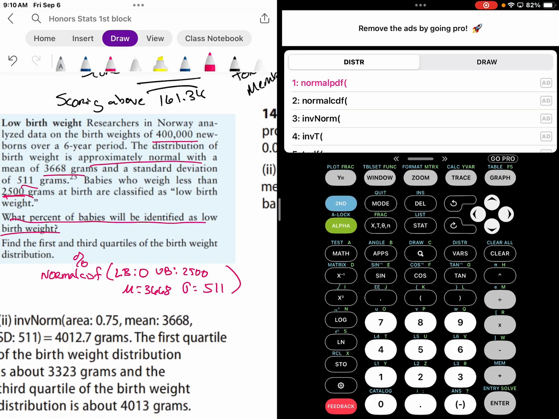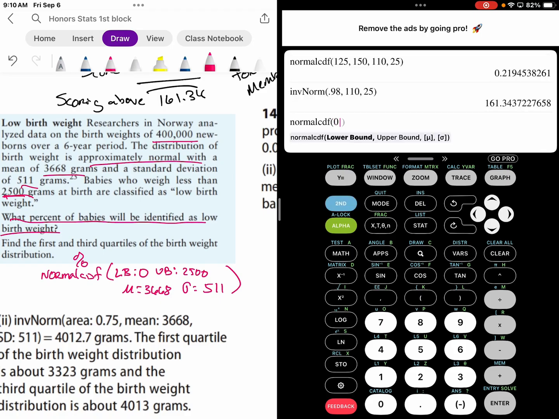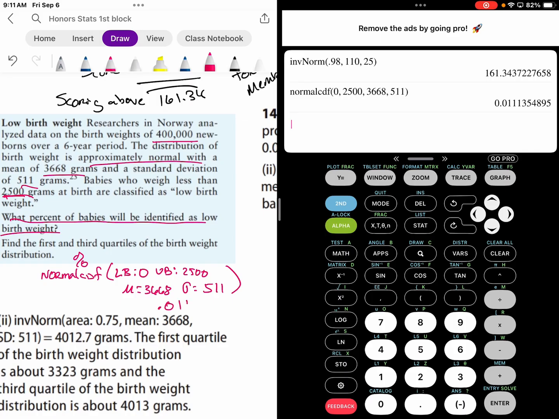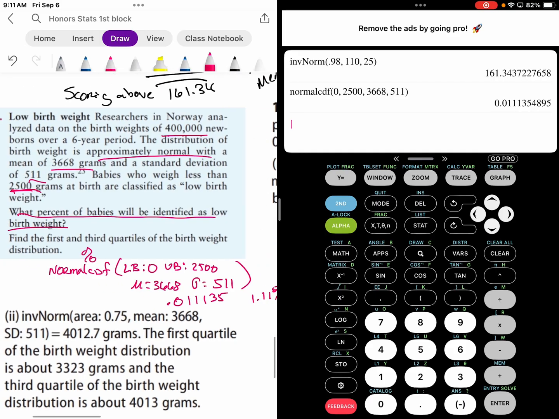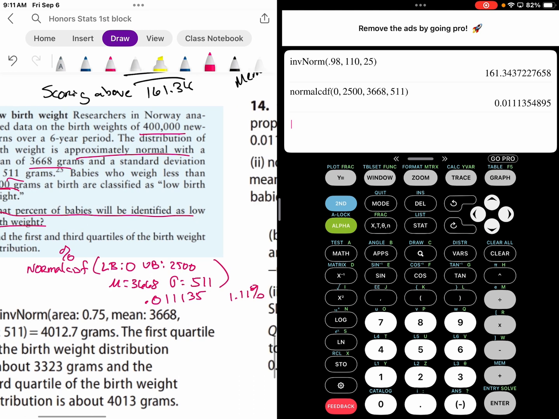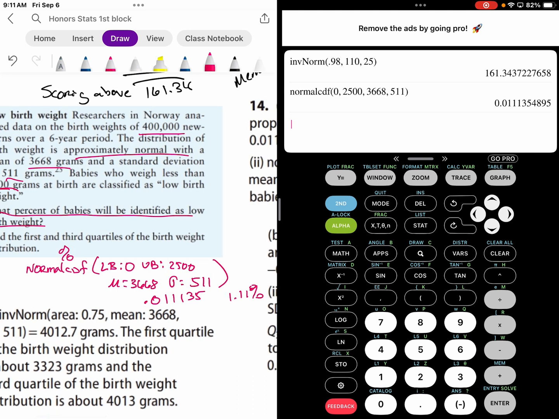All right, so let's get into our normal CDF. Second distribution, normal CDF, 0, 2,500, 3,668, 511. And I get 0.011135. So we're looking at about 1.11%. So 1.11% of babies are classified in this model as low birth weight in that country.